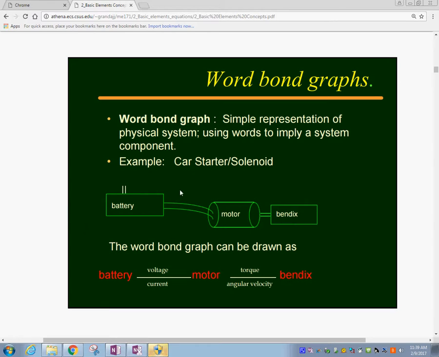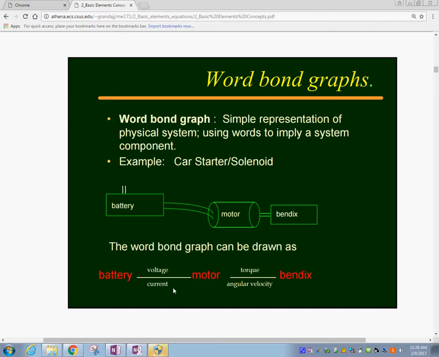So in here we have the battery produces a voltage to the motor. The motor with its windings induces the rotation of the Bendix, which is a little gear that connects to the flywheel in your engine, and the engine turns it, and then you can start the car.